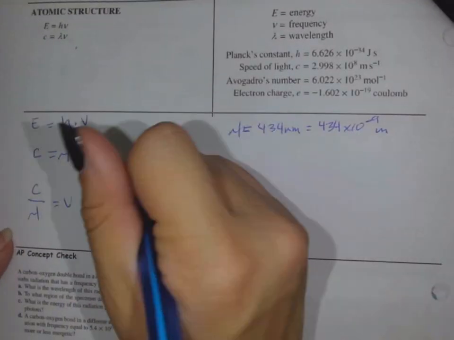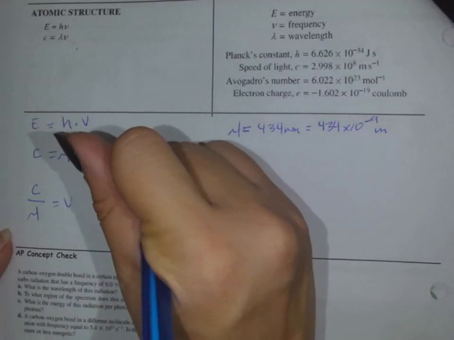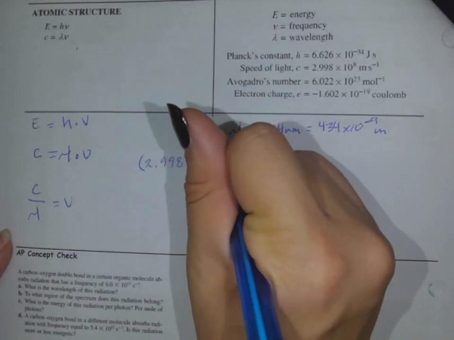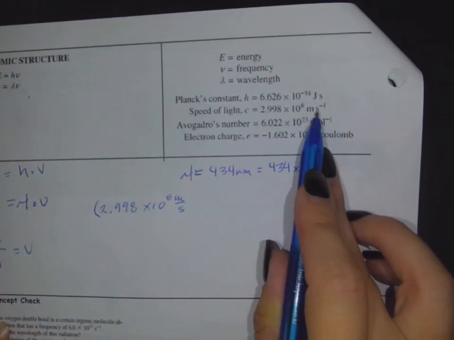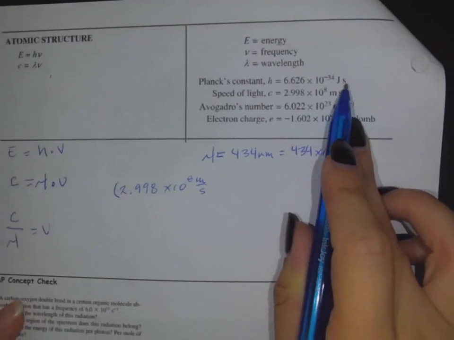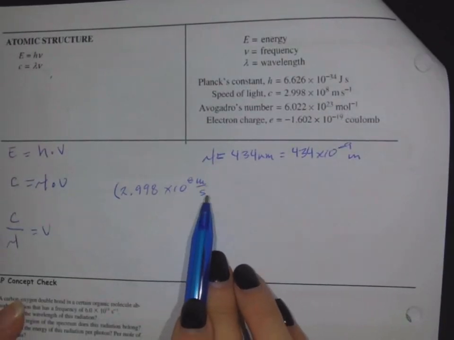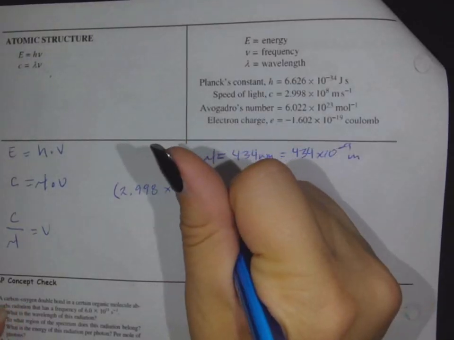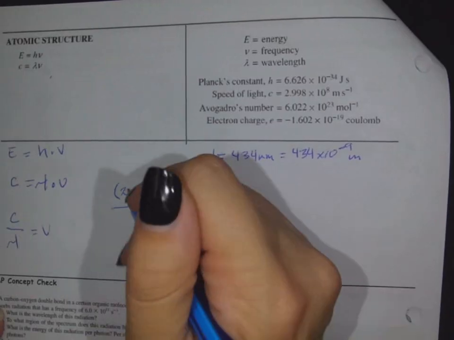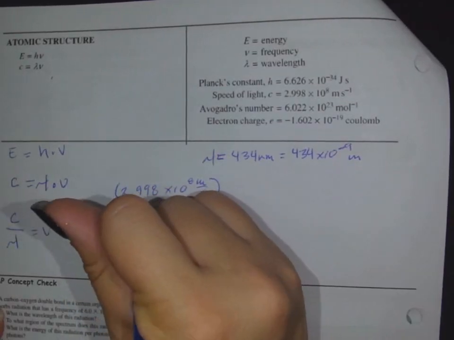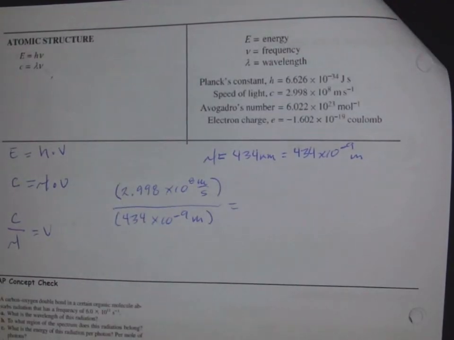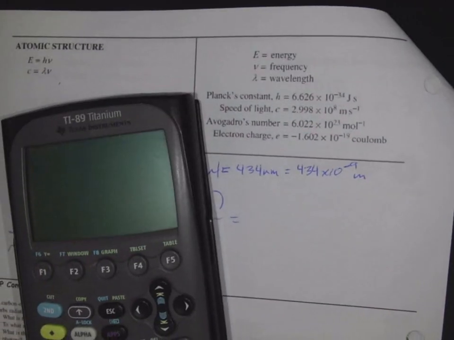So let's do exactly that. So I'm going to take the speed of light, 2.998 times 10 to the 8th meters per second. Hey, do you see that meters to the -1 and then seconds raised to the -1? That is this exact same thing. This is meters, and that's seconds raised to the -1. It just means it's in the denominator, meters per second. So there's my speed of light, and I'm going to divide it by the wavelength, 434 times 10 to the -9 meters. Okay. Now plug that in my calculator, and we're going to see what the frequency is.